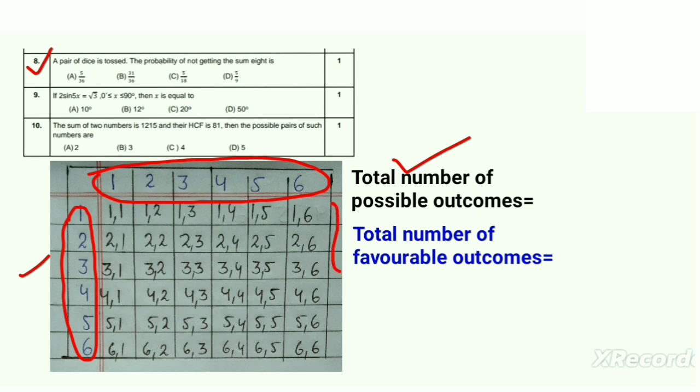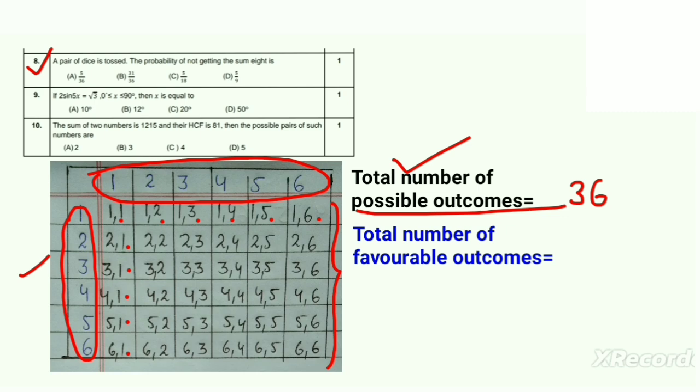all these pairs of digits may come, and these are all possible outcomes, right? So here the total number of possible outcomes will be, okay, let's count: 1 2 3 4 5 6. Similarly, vertically, 1 2 3 4 5 6. 6 6s are 36. So here the total number of possible outcomes is 36. Now let's find the total number of favorable outcomes.